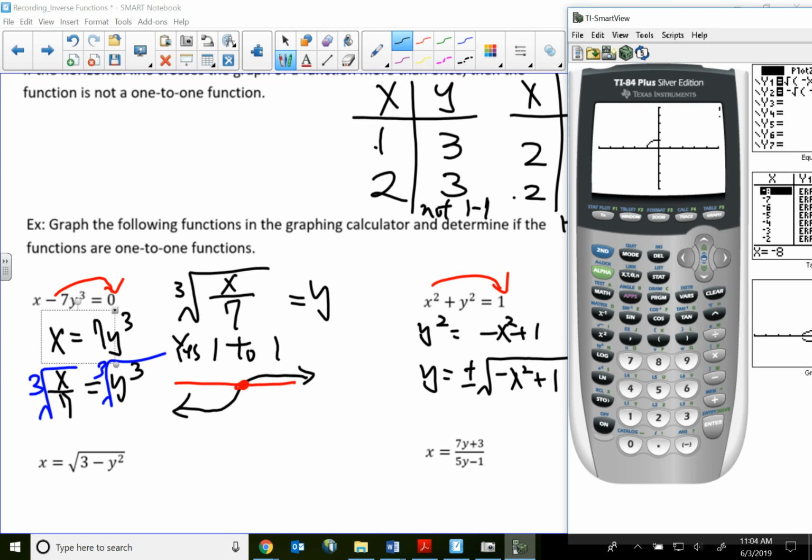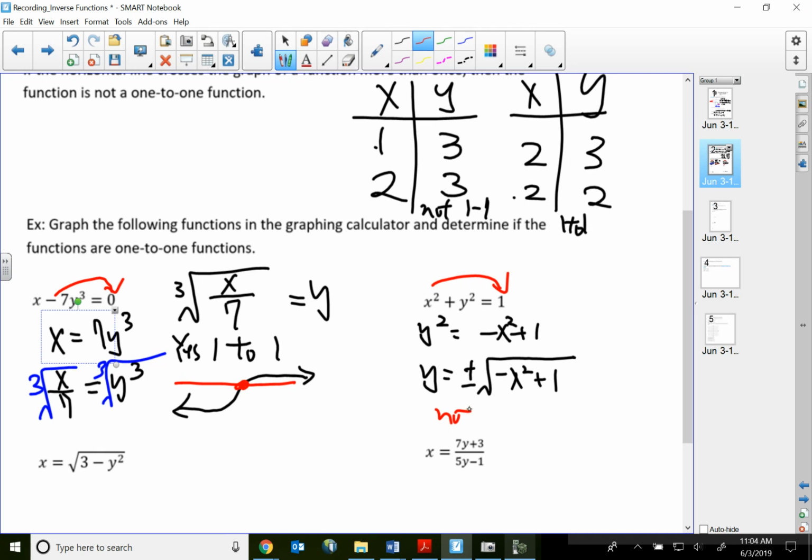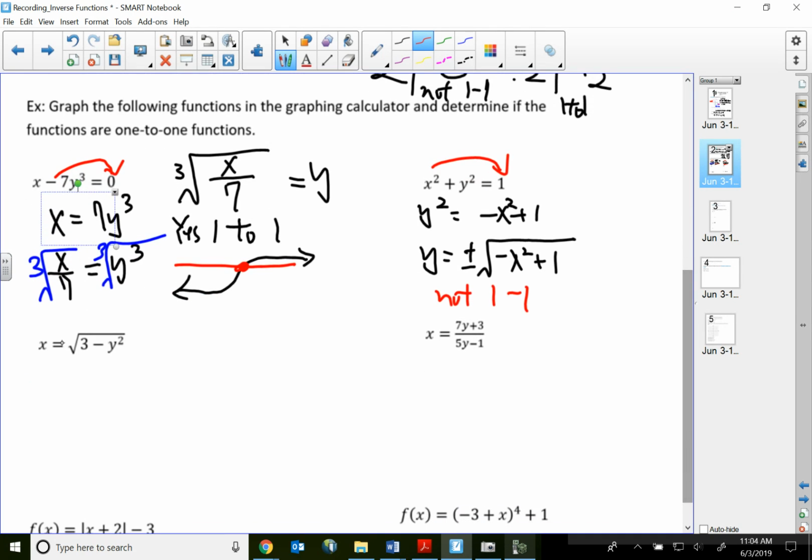All right, circle graph. If you draw a horizontal line through it, it's actually not going to be 1-to-1 because it's going to touch the graph more than once. So it's not 1-to-1. All right, not a 1-to-1 function.